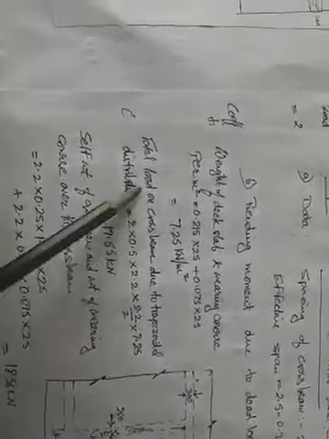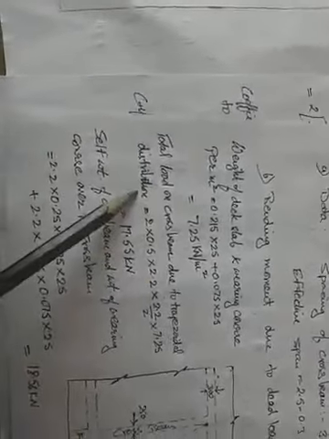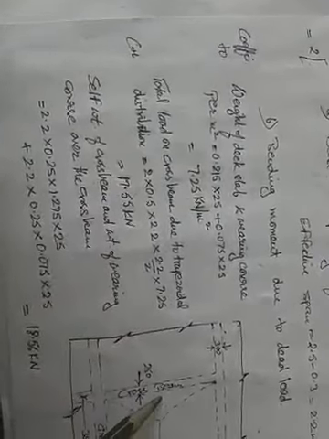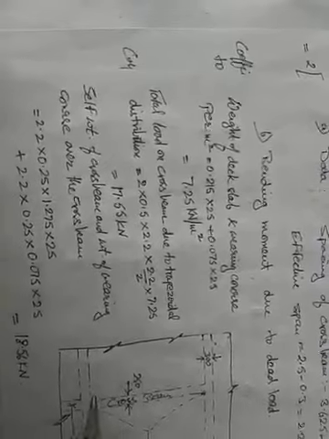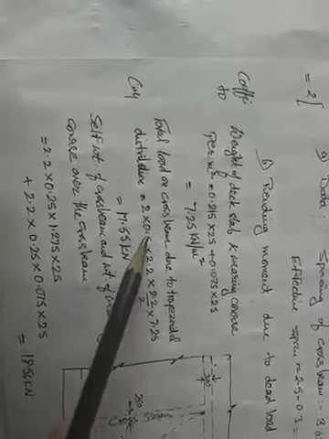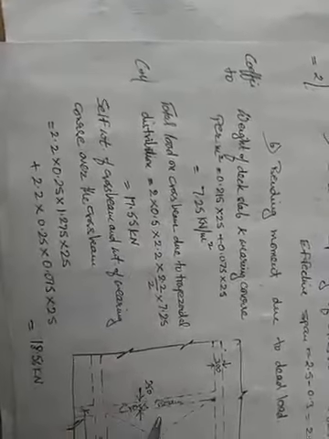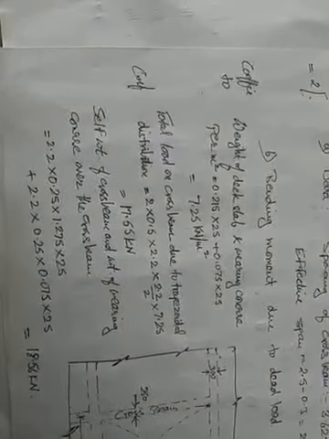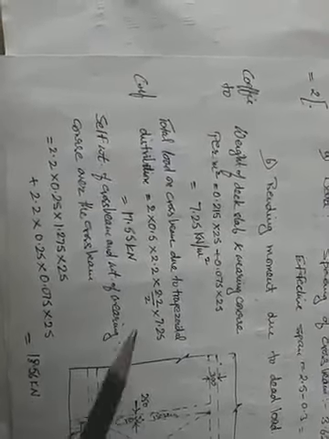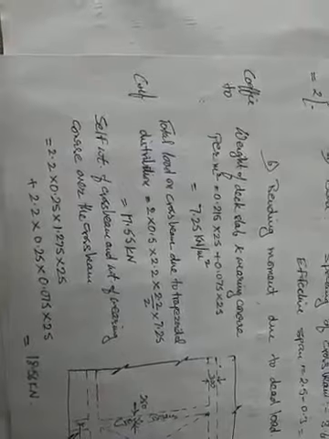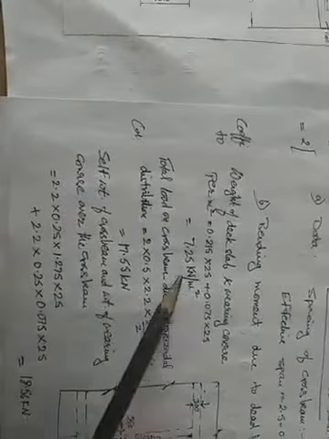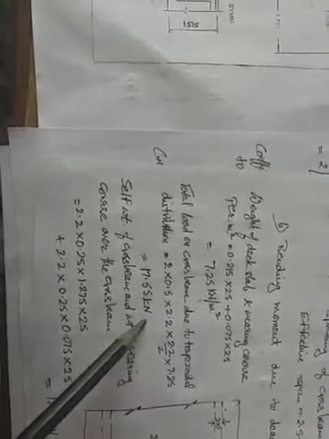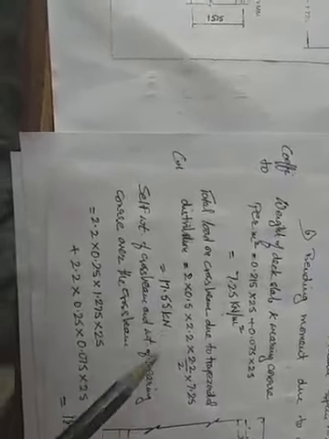Total load on the cross beam due to this trapezoidal section will give me, so two triangular sections, 2 into 1 by 2 into 2.2. This is the area of the triangle. So this is 45-degree dispersion. So this is 2.2 by 2, into 2.2 by 2, into the load intensity 7.25 kilonewton. So this gives me the load coming on the cross beam as 17.55 kilonewton.